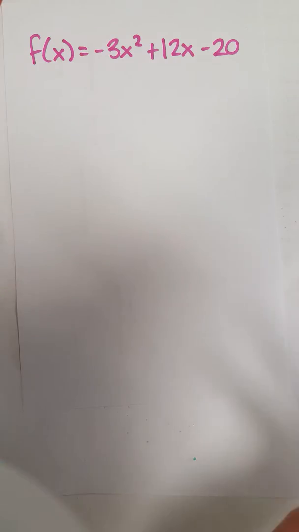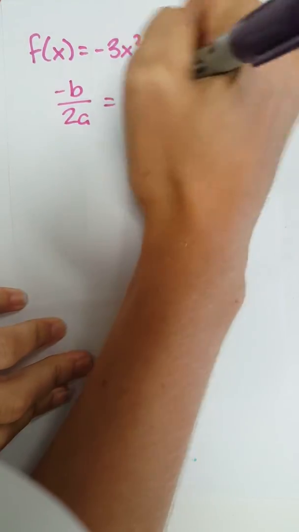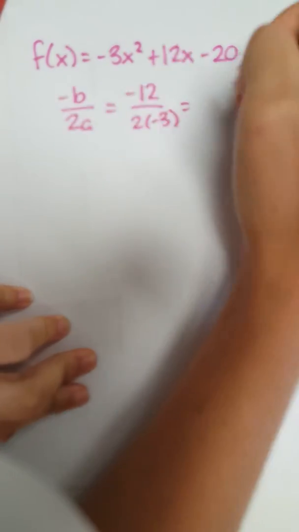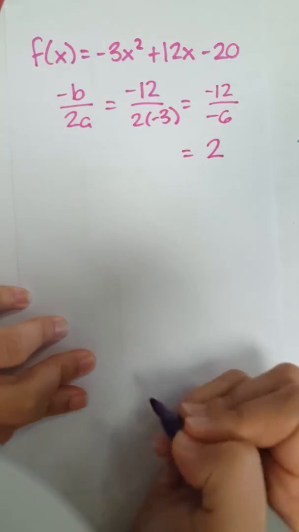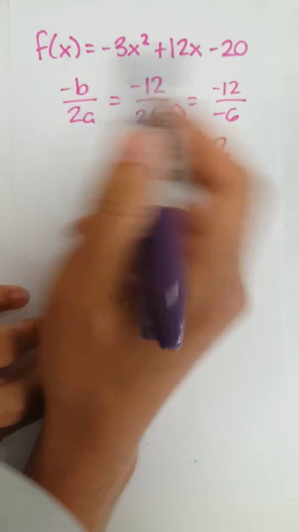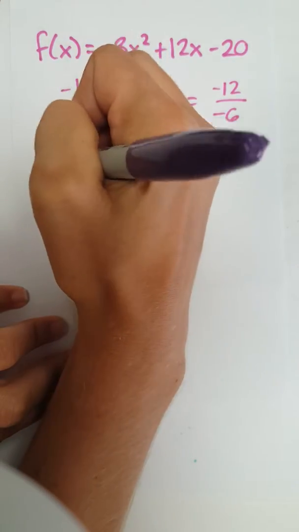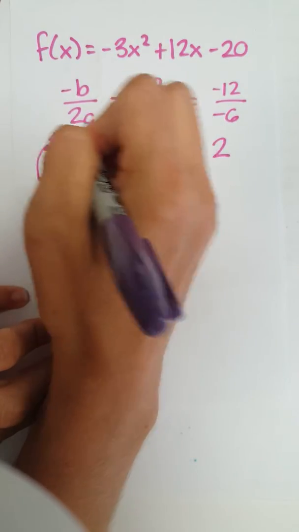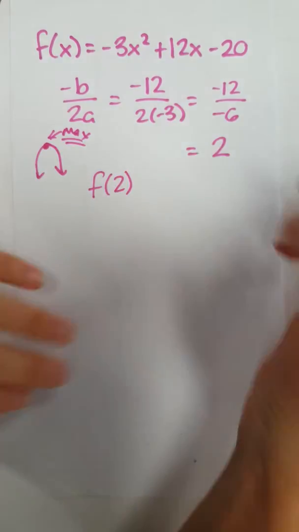So first things first, find the x value. Negative b over 2a, so negative 12 over 2 times negative 3. 2 times negative 3 is negative 6. Negative 12 divided by negative 6 is 2. Okay, now this isn't the minimum or the maximum. First of all, what are we finding, the minimum or the maximum? Okay, it's opening down, so we are finding the maximum, right? Okay, but that's not 2. Now we have to plug it in, f of 2.